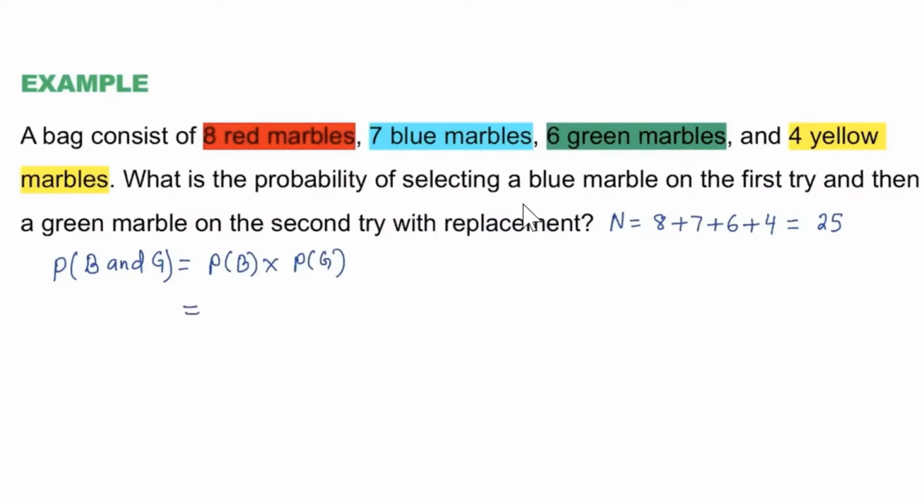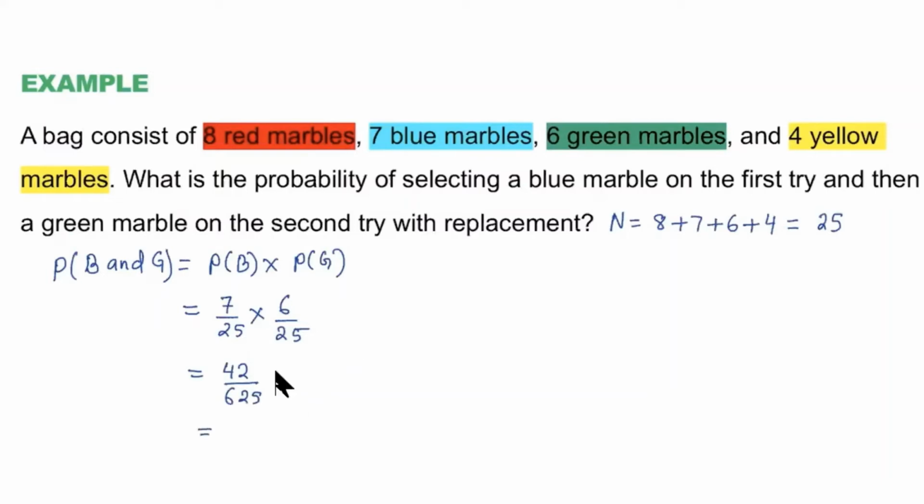Probability of blue: you can see there are 7 blue marbles out of 25. So 7 divided by 25, multiplied by green marble, you have 6 out of 25. When you multiply two fractions, you multiply straight across. So first you do 7 times 6, which is 42. And then in the denominator, you have 25 times 25, which is 625.